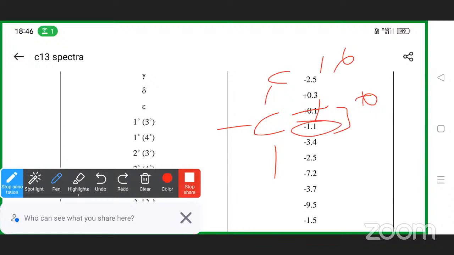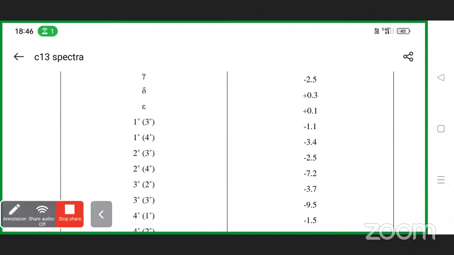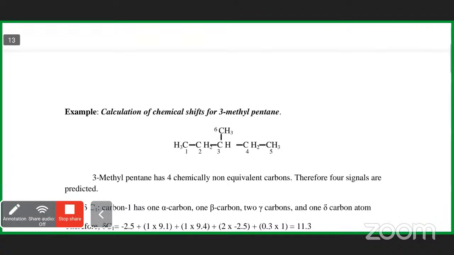And if it is a quaternary carbon, this is your quaternary carbon where it is attached with the primary carbon, then for that you have to take minus 3.4. So like that, we have the values for this.